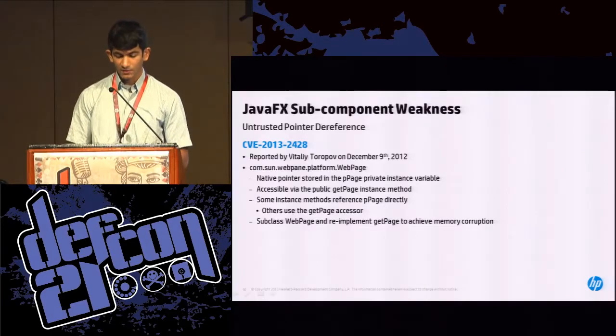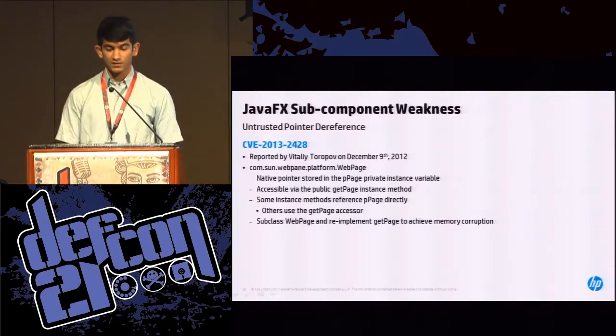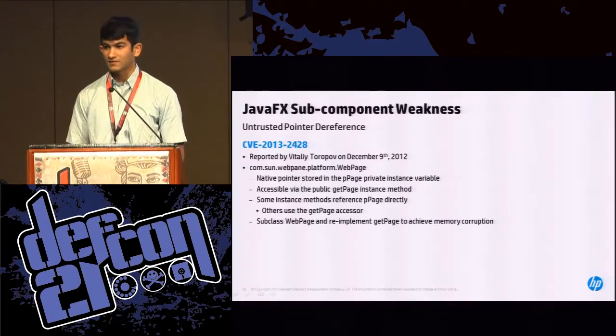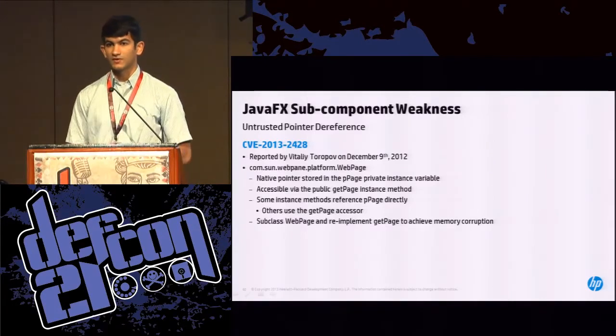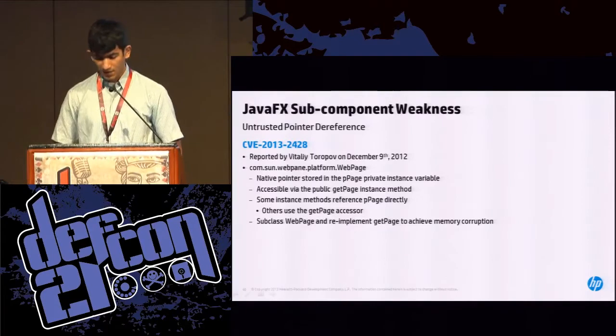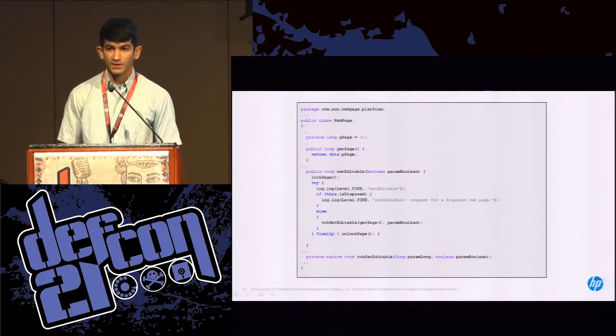There is a public getPage accessor method, and some of the methods within the WebPage class will directly access the pPage variable, whereas others will actually make use of the getPage accessor method. As a result, we can subclass the class and re-implement getPage, and we can achieve memory corruption.